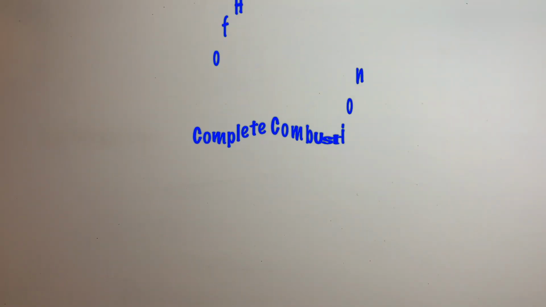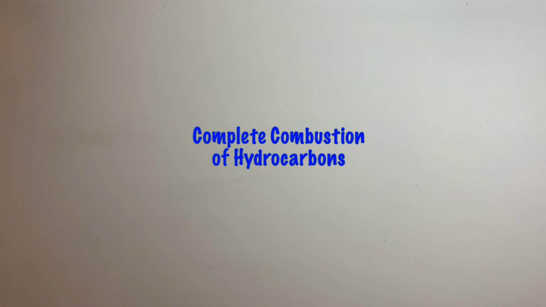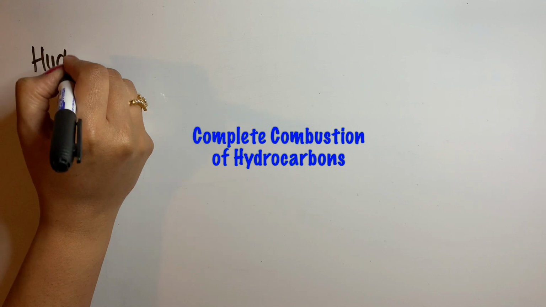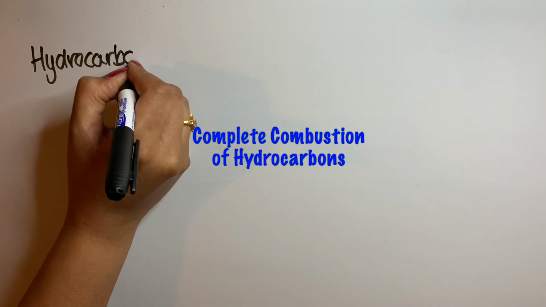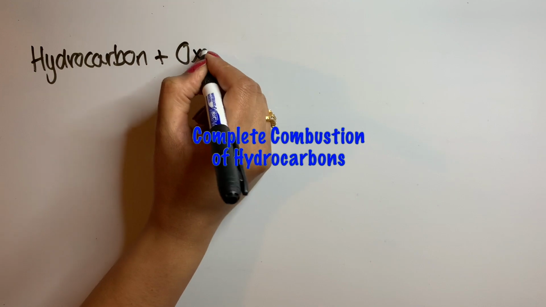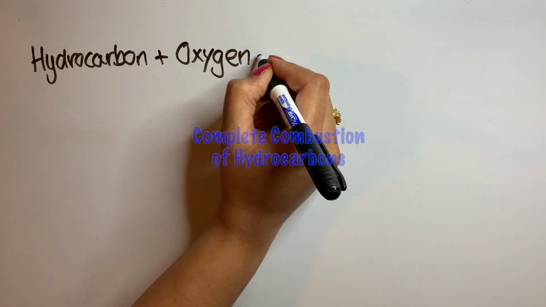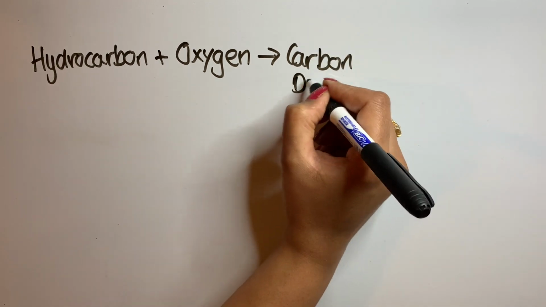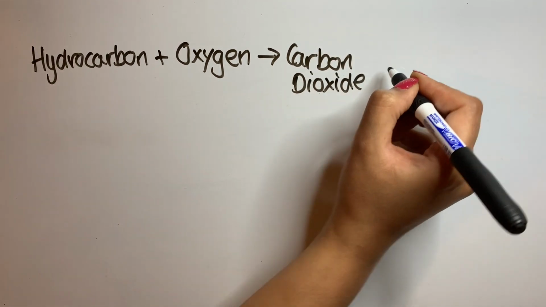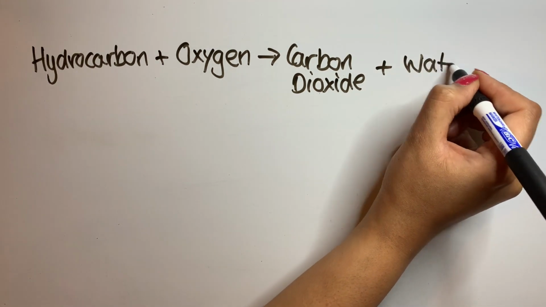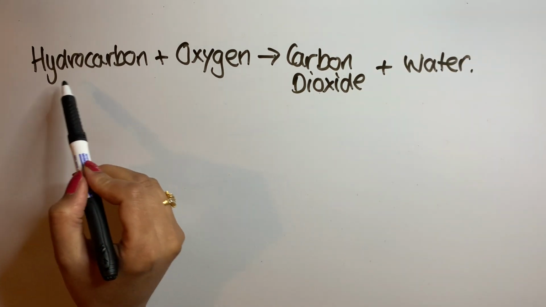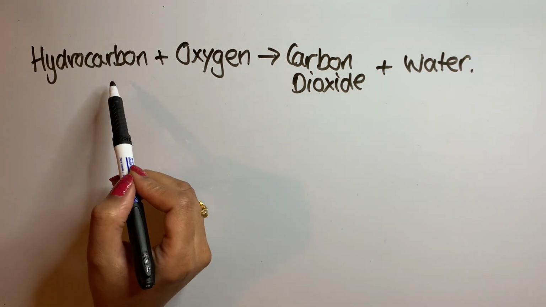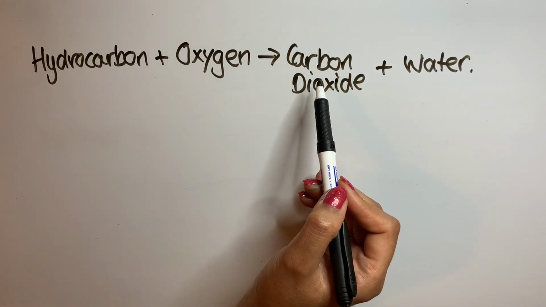So lastly, we're going to look at the complete combustion of our hydrocarbons. So what this means is that our hydrocarbon would be reacted with oxygen, and when that happens we would have carbon dioxide being produced as well as water. When the hydrogen becomes oxidized and becomes water, H2O, the carbon becomes oxidized and becomes carbon dioxide.